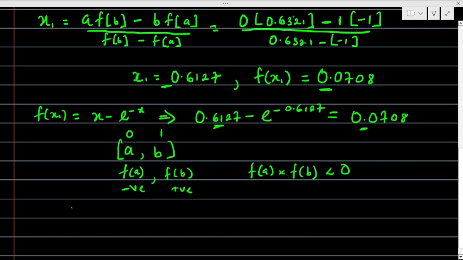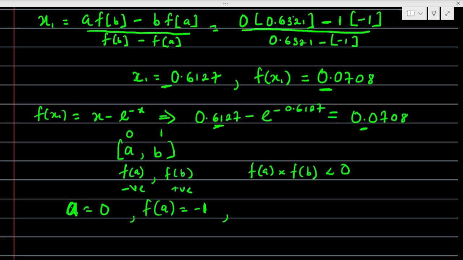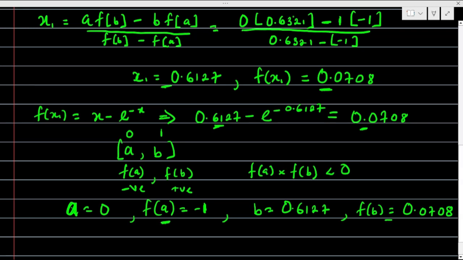So I will write out my given data that I have now. My new a, don't forget, is still 0, right? And my f of a still remains -1. You will now notice our new b will become x1, right? It will now become x1, which is 0.6127. And our f of b, can you see? Will now become 0.0708. It's as simple as that. Do you get it now? So you now notice that my f of a is still negative and my f of b is positive. So when we multiply these two together, it will be less than 0. Do we understand? Very good.